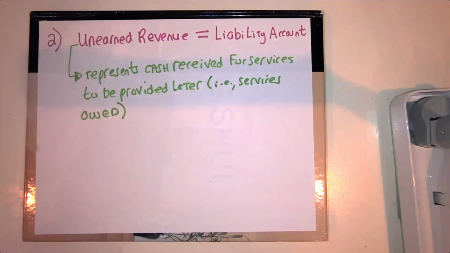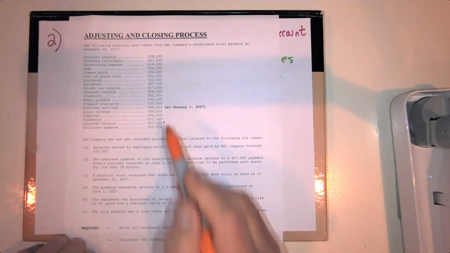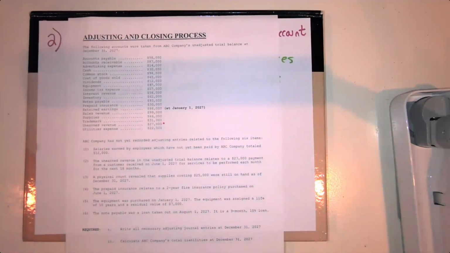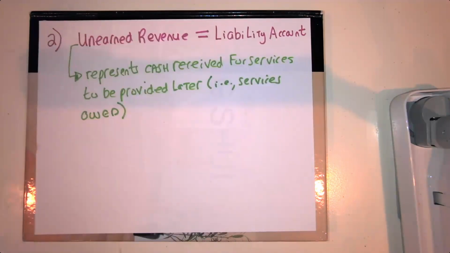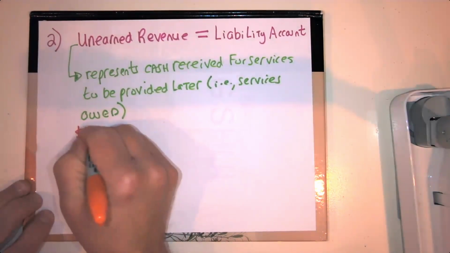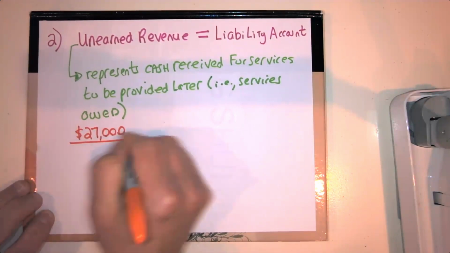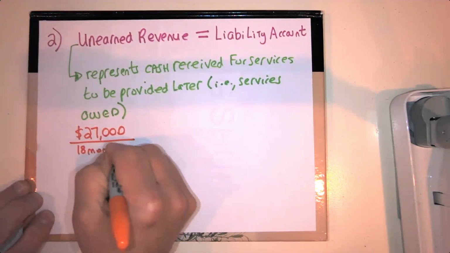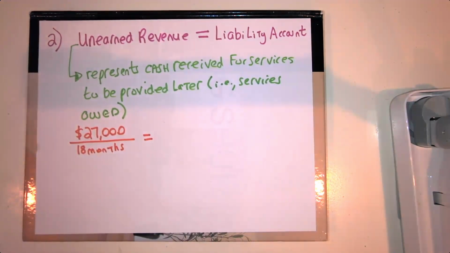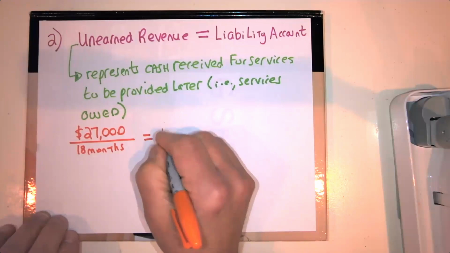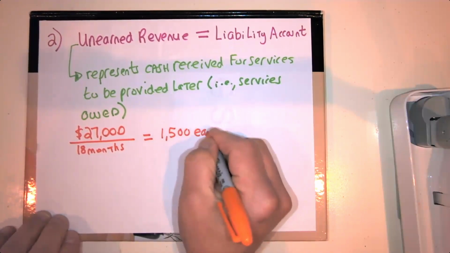Excellent job. Nick, in another minute, I'm going to ask you for the adjusting entry, but let me get everybody caught up. Here's what we know. We know that unearned revenue, the money that we received, was $27,000, and that was payment for services to be performed each month for the next 18 months. So we take that 27,000 divided by the 18 months of services we're going to provide. That tells us we are earning $1,500 per month.